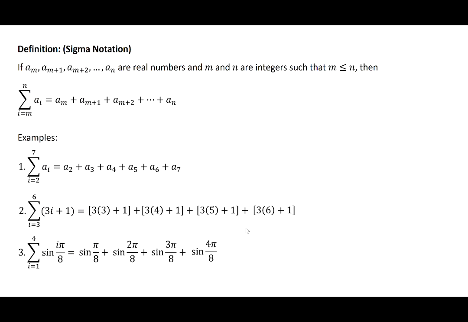Sigma notation. Cool? All right. And then there are special sums.